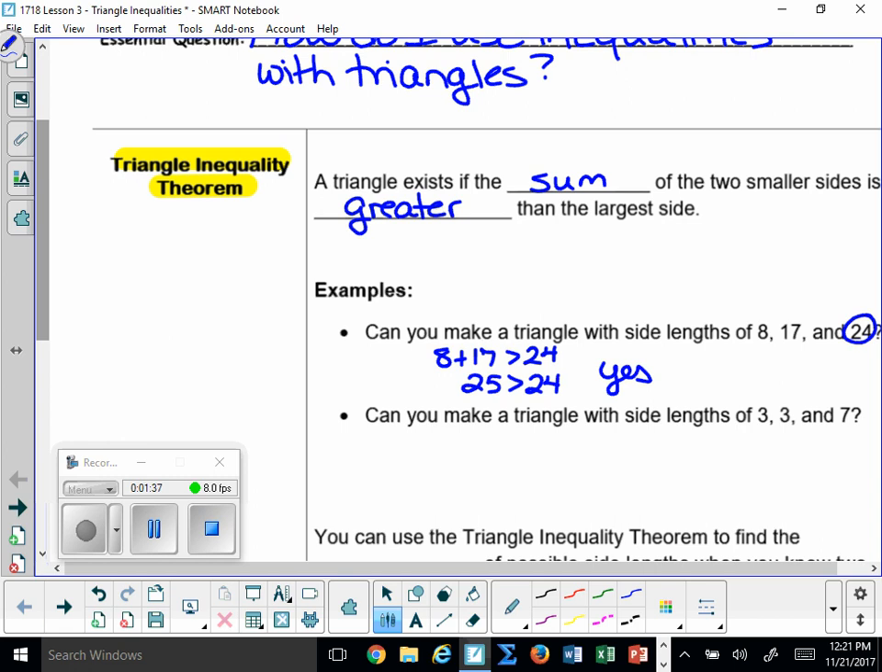Can we make a triangle with side lengths of 3, 3, and 7? 7 is the largest side, so 3 plus 3 would have to be greater than 7, and 6 is not greater than 7, so no. If we were actually trying to make a triangle with this, 3, 3, and 7, we would end up with this hole because those two short sides would not be able to meet.